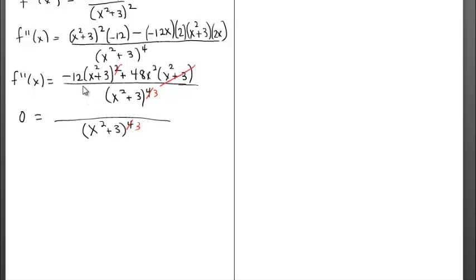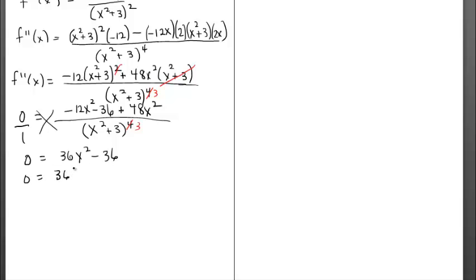All right, so let's look at the numerator. That might make it a little bit easier to deal with. Now I can just distribute the -12 through one of these, and I'd have -12x squared minus 36. This is completely gone. I divided it out, so plus 48x squared. All right. You do cross multiply, so 0 equals the numerator. I'm going to clean up the numerator and get 36x squared minus 36.